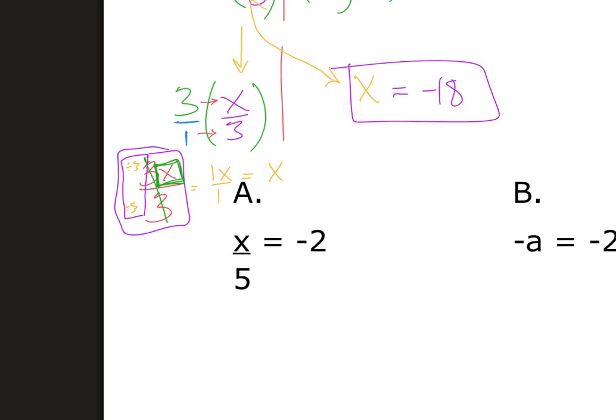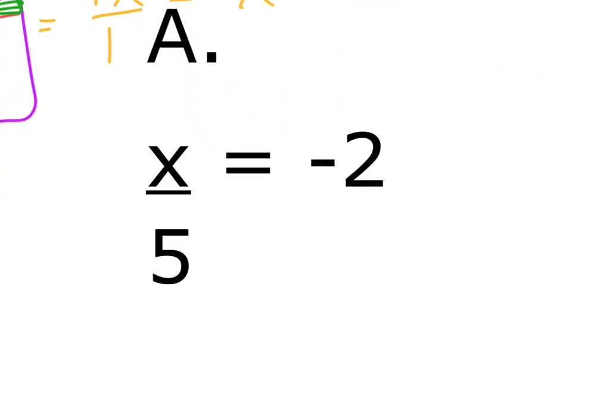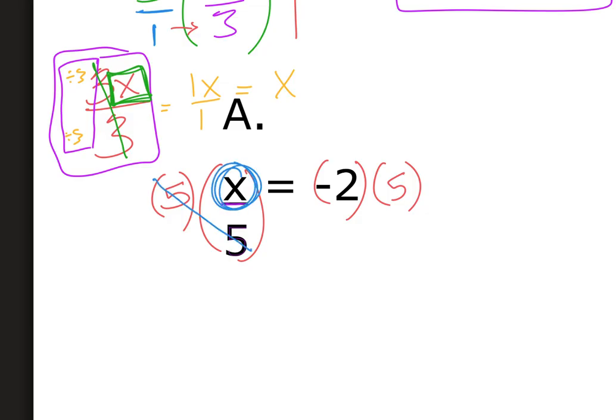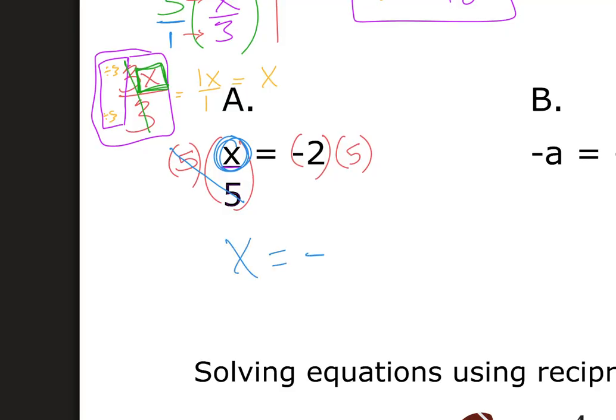Right. So jump in here to A with me. x is being divided by 5. How do I know that? Well, it's in a fraction. So the opposite of divided by 5 is multiply by 5. I didn't put parentheses around this 5, but there, I just did. What will happen is the 5's cancel, leaving me with the x. And now x equals -10, because that's what -2 times 5 is. That's it. And again, you can check your answer by saying -10 divided by 5 is -2.